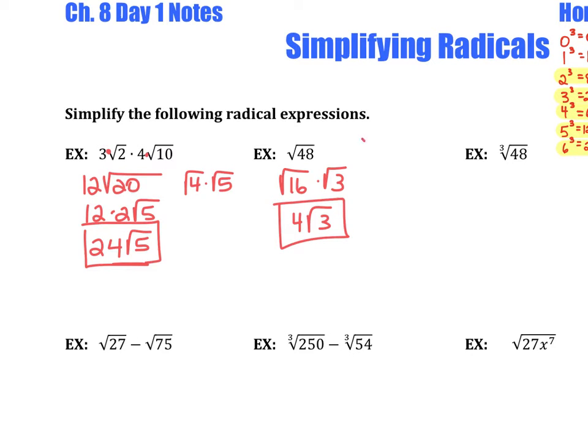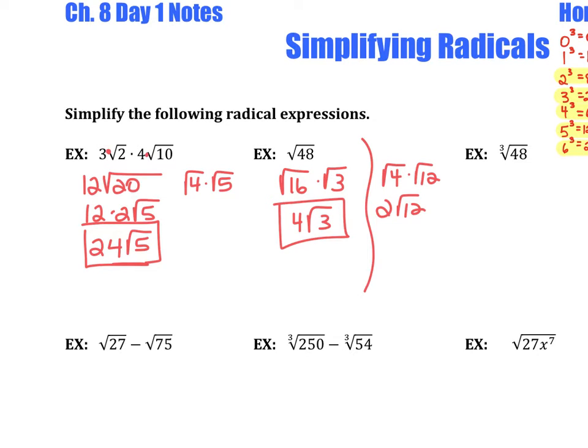Now, some of you may be saying, okay, well, I would have thought of simplifying initially square root of 48 into the square root of 4 times the square root of 12. Could I have done that? Absolutely, you can start with that. That would become then 2 root 12. But if you notice, we've got factors of 12 that are perfect squares, so we could keep going.